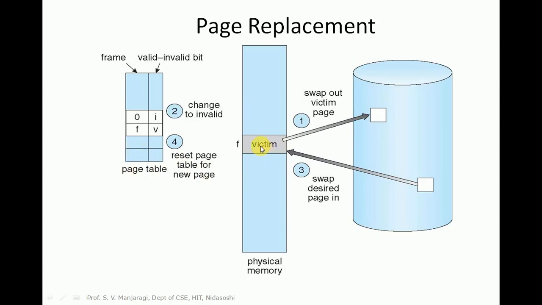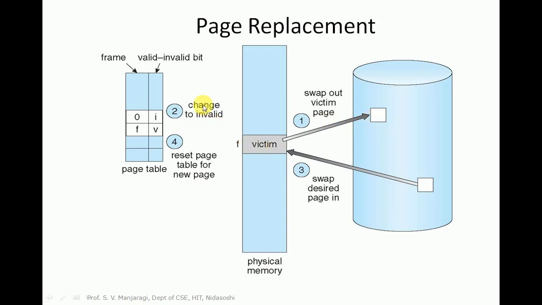So we could identify a victim frame in the physical memory. We swap out that victim page to the disk here, and we swap in the desired page. The desired page which is there in the disk, we want to bring here into the physical memory. So first of all, we identify the victim frame whose dirty bit is set, that is, modified bit is set. It will be swapped out to the disk.